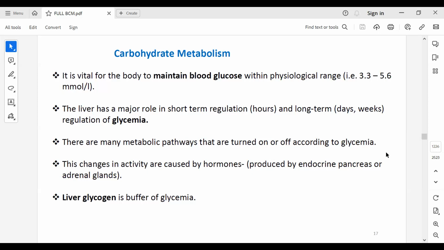Carbohydrate metabolism, we've already seen about glycolysis, gluconeogenesis. So for the liver, it is very important because we already know at what range we should have our blood glucose to be, or else we'll either go hypo or hyperglycemia. Of course, diabetes kicks in. So we already know most of the pathways which are involved here, and the liver stores glycogen, which acts again as a buffer for glycemia.